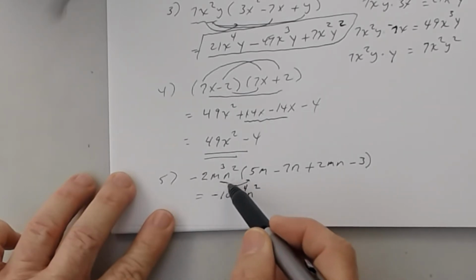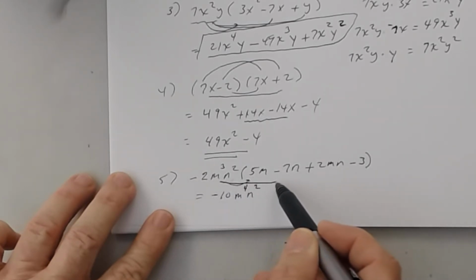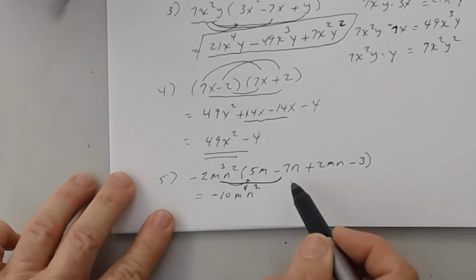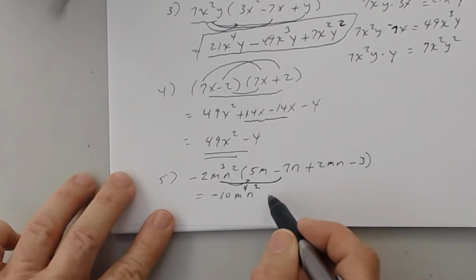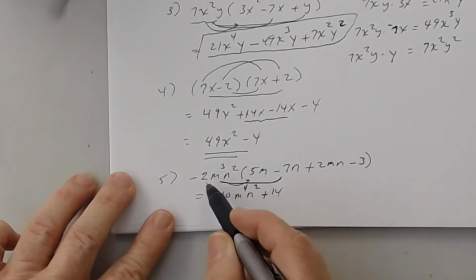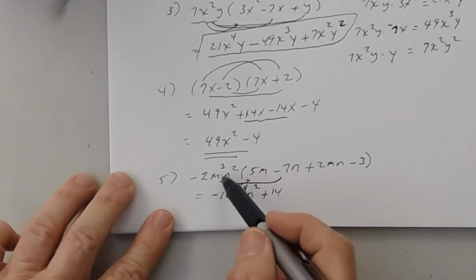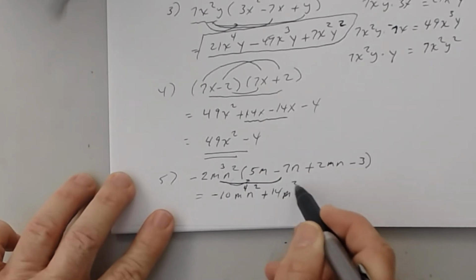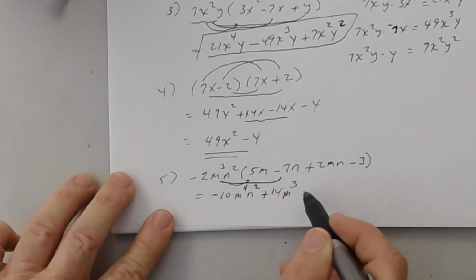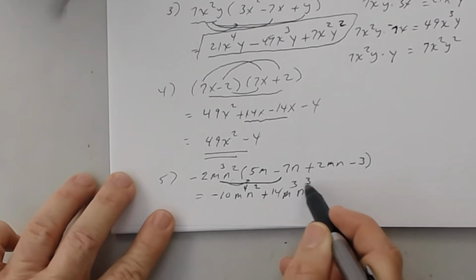All right, now the next one. What's a negative 2m cubed n squared times a negative 7n? Positive 14, because the negative times the negative is a positive. 2 times 7 is 14. m cubed. All right, now we have an n squared times n. n cubed. Okay.